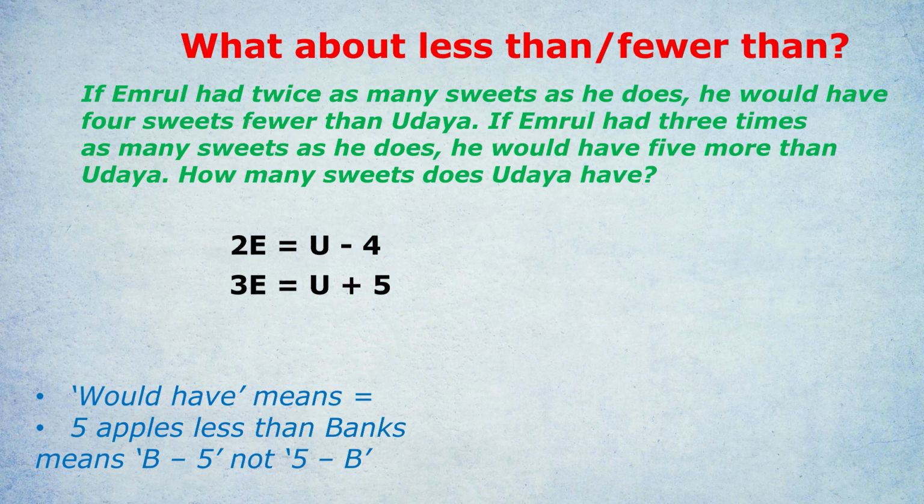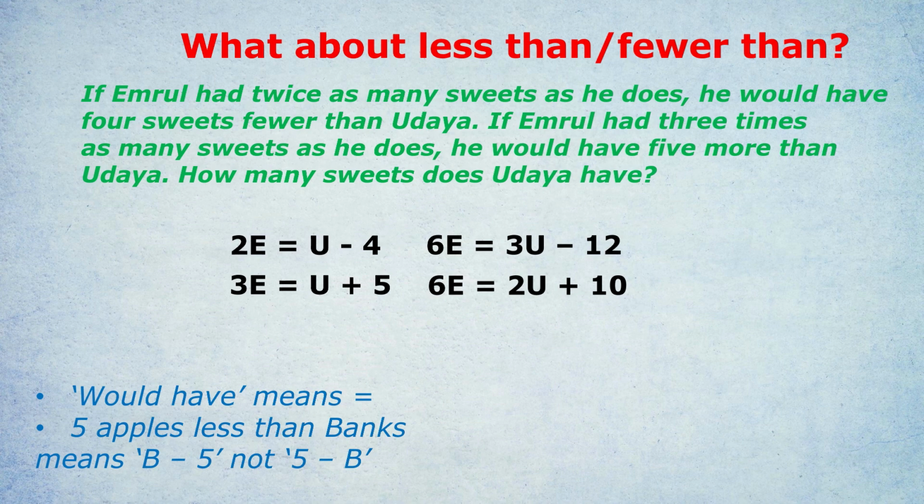Of course, I can't forget to multiply the entire equation by those numbers respectively. The first equation, if we times by 3, you get 6e equals 3u minus 12, and the second equation, you get 6e equals 2u plus 10.